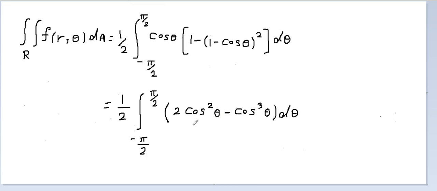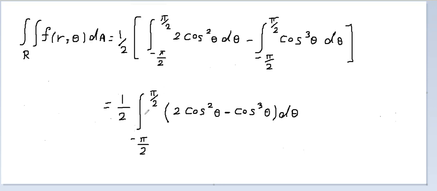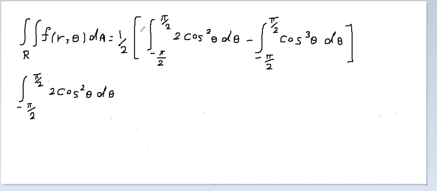For calculation it is better to separate the integrals. Since the space is not enough here, let me move it up. Now you can see we separate the integrals: 1/2 times the integral of 2 cosine squared theta d theta minus the integral of cosine to the power of 3 theta d theta. Now we have to calculate each integral separately, starting with this one.